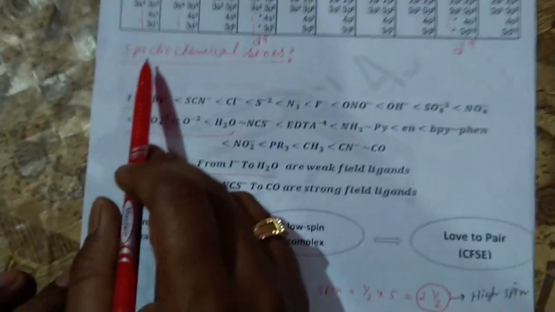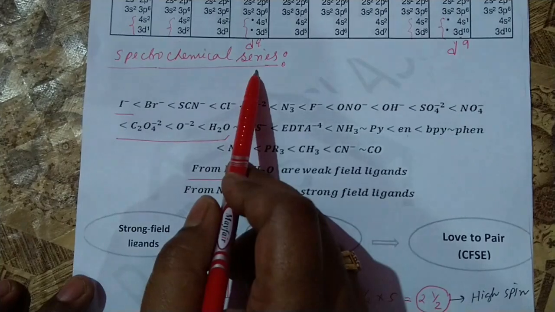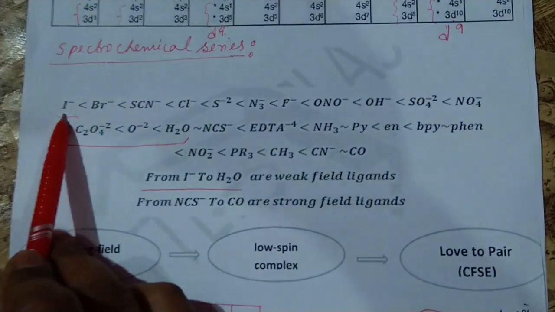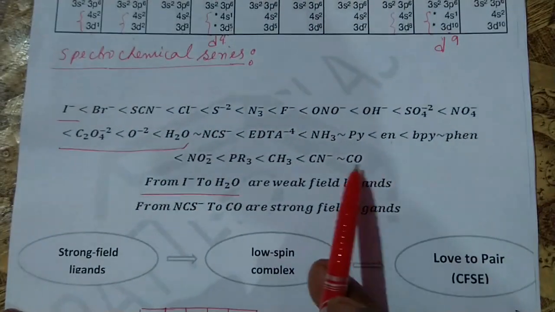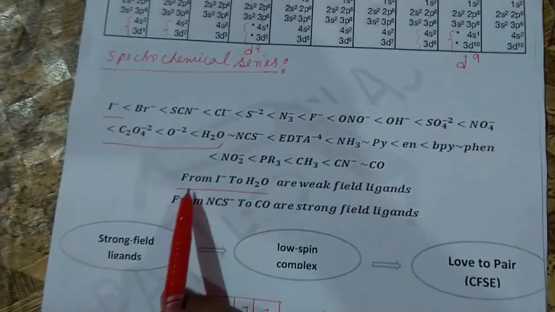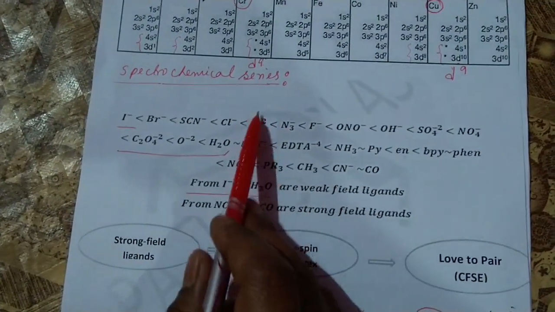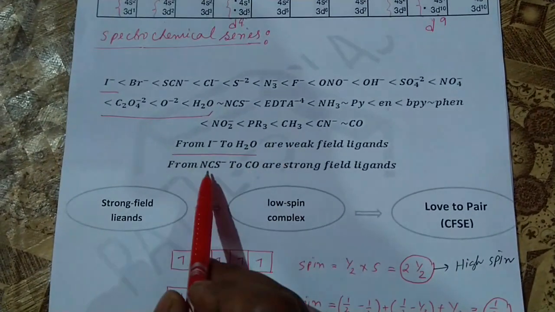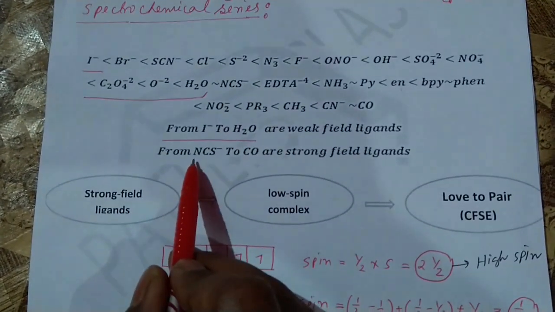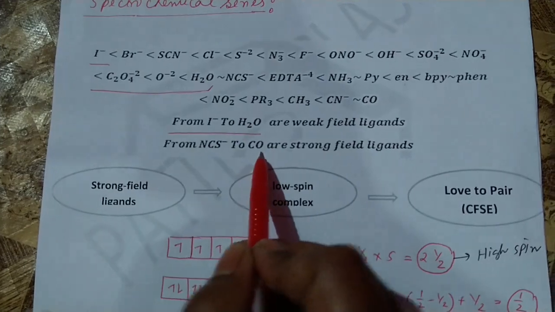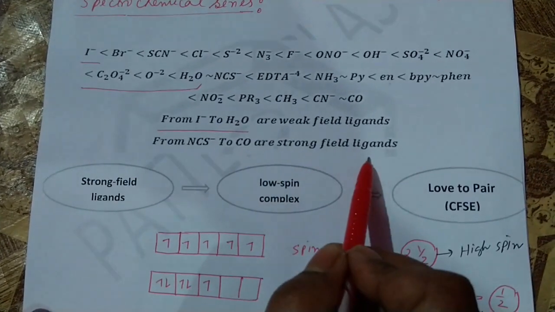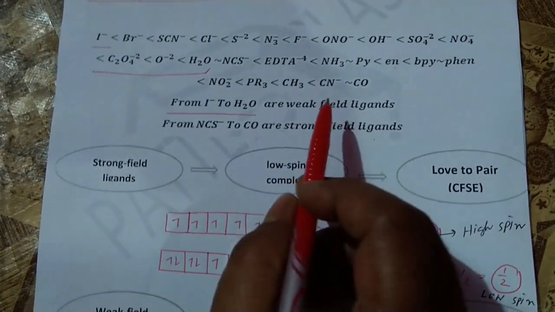Then, second, we have to remember the spectrochemical series. It starts from iodide up to carbonyl. From iodide to water, they are weak field ligands. It's basically a table we have to remember. And from thiocyanate to N to carbonyl, they are known as strong field ligands. Fine. So I have divided it into categories of weak and strong field ligands.